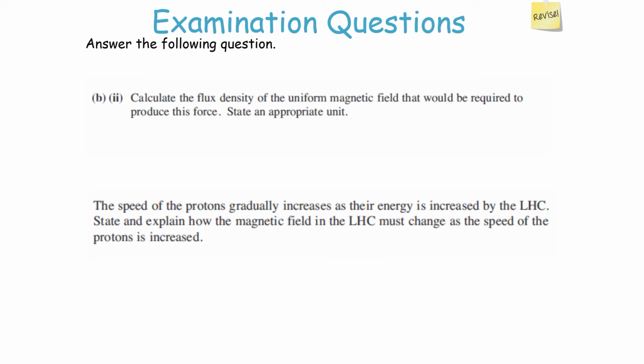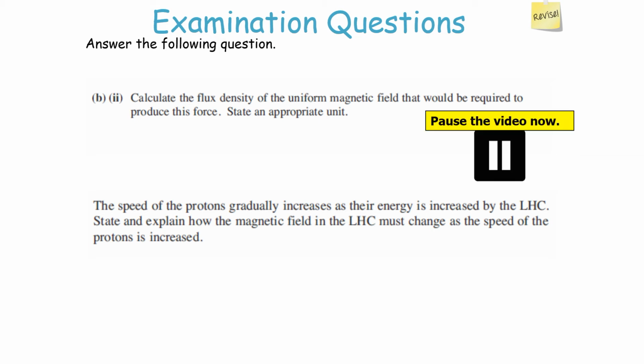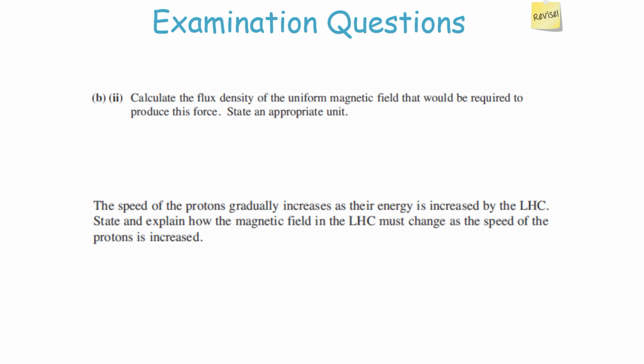Let's have a look at another question. Calculate the flux density of the uniform magnetic field that will be required to produce that previous force. Then state an appropriate unit. And then the next one: the speed of the protons gradually increases as their energy is increased by the Large Hadron Collider. State and explain how the magnetic field in the LHC must change as the speed of the protons is increased. So pause the video now and then unpause the video when you want to go through the answers. So what do we know?